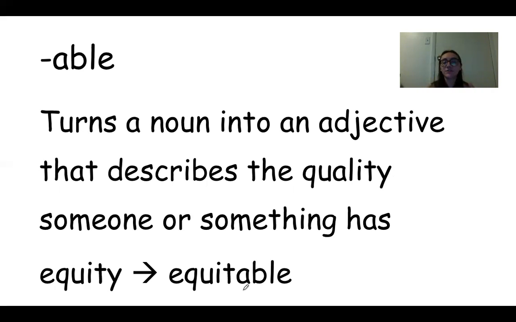ABLE can also turn a noun into an adjective that describes the quality of someone or something. So equity is a noun, right? That means fairness. But when you change it to equitable, it makes it a quality instead of a thing, an idea. It turns it into something that you can have, right? A quality. So when something has equity or is equitable, it means that it's fair.